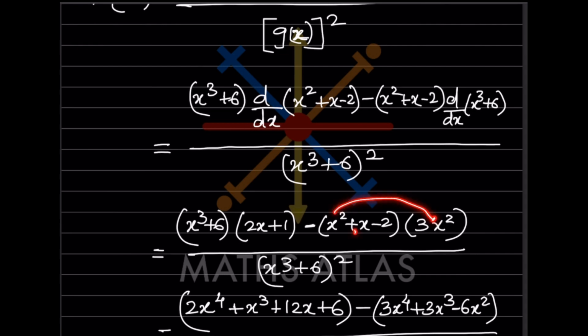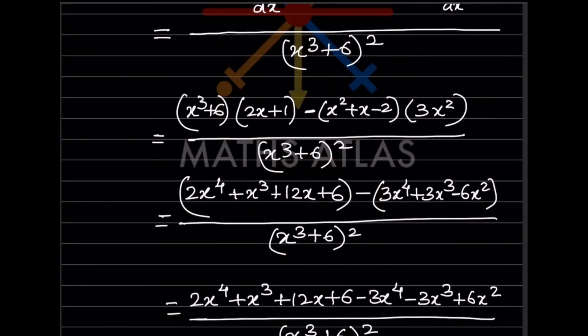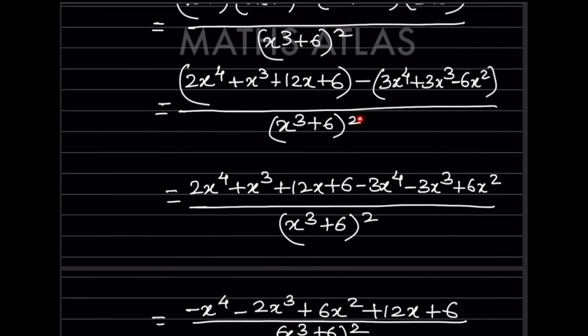3x raised to 4 plus 3x cubed minus, this will be 6x square. So this is in the next bracket, and the denominator will be the same. So now we are going to remove the brackets first. So this whole thing is the same. This will be minus 3x^4 plus, minus again here, minus 3x cubed, minus minus plus plus 6x square. So now the denominator is the same.